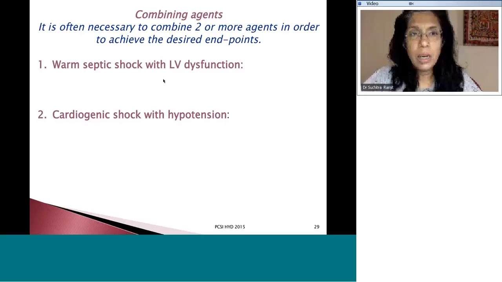So tell me, whoever is listening on, which agent would you use for a patient with warm septic shock and LV dysfunction? Anybody? Yes, NORAD and dobutamine. So will NORAD worsen the LV dysfunction? Why can't we just use dobutamine? BP will fall further. Okay, so why not a high dose adrenaline?